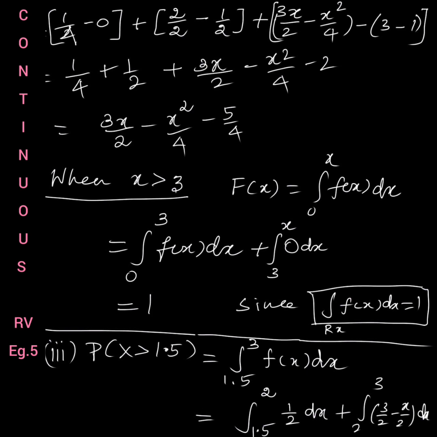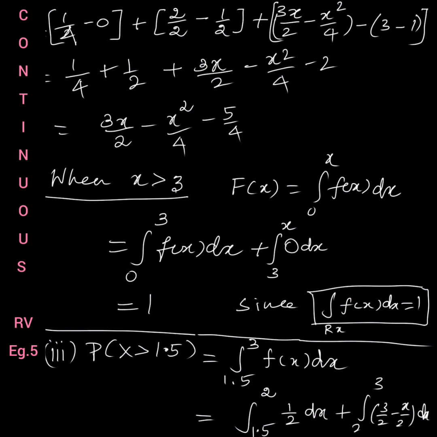The last case is x greater than 3. Under this case, we can write integral 0 to x f of x dx for capital F. And of course, 0 to 3, it becomes 0 to 3 because above 3 the function value is 0. Therefore, we can restrict the integral to 0 to 3 f of x dx, and f is a PDF and the integral value is 1. Third subdivision of the question is to find the probability value of x greater than 1.5.